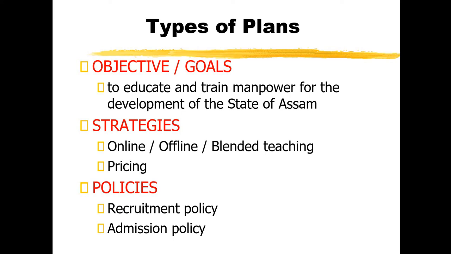Policies could be recruitment policy, admission policy. So if you want to recruit teachers, maybe your recruitment policy will say that we are going to recruit from all across the world. But for administration, the recruitment policy may say that we will confine ourselves to the national market. Admission policy also, whether you are going to admit students from the country, outside the country. So these are some of the examples of policies.